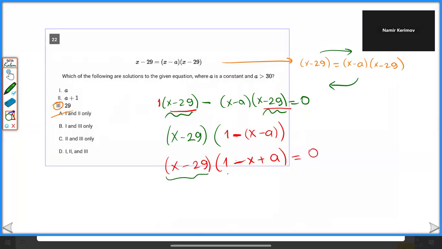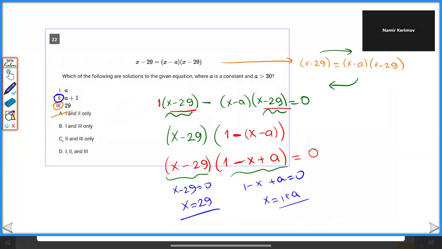So x minus 29 can be 0, so x is 29, the third one. Or 1 minus x plus a equals 0, so x is 1 plus a, or a plus 1. So the second one is correct. So the second and third one, okay?